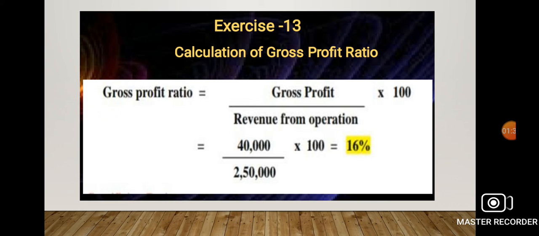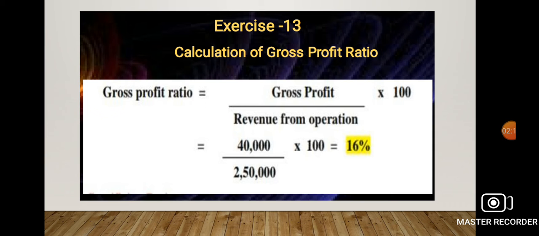So what is the gross profit ratio? Gross profit ratio is the proportion of gross profit to net revenue from operations. Gross profit ratio shows the margin of profit available out of revenue from operations. It is computed as below. What is the formula of gross profit ratio? Gross profit divided by revenue from operations into 100. Gross profit means revenue from operations minus cost of revenue from operations. Revenue from operations rupees 2,50,000 minus cost of revenue from operations rupees 2,10,000, so we get rupees 40,000. This value is known as the gross profit value.